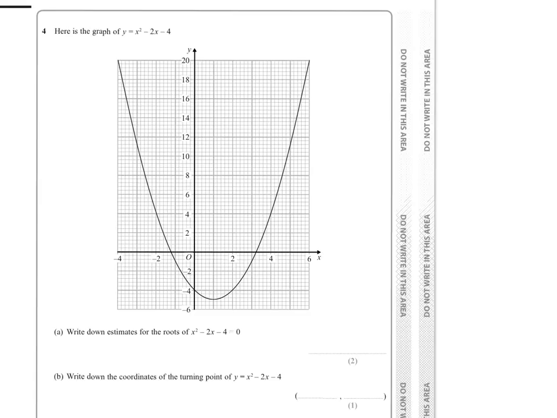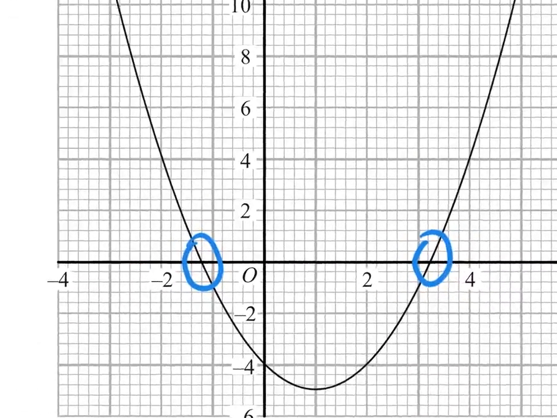Question 4. We're given a quadratic graph. We've got to write down estimates for the roots here. So we've got to look carefully at the graph and estimate these. So I'm going to zoom in a little bit and let's see if we can see what we've got.